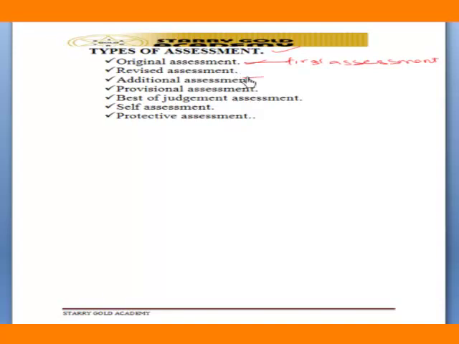Let's look at the next one, revised assessment. What is the revised assessment all about? This is an assessment that is raised to replace an original assessment. I'll call this one a replacement. I'll put here replacement so that you all remember. So it replaces the original assessment.